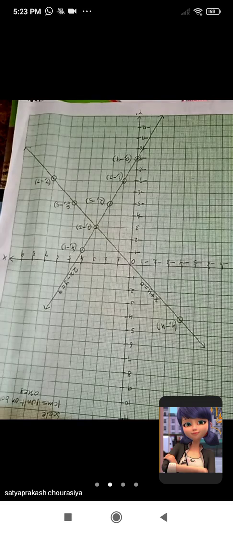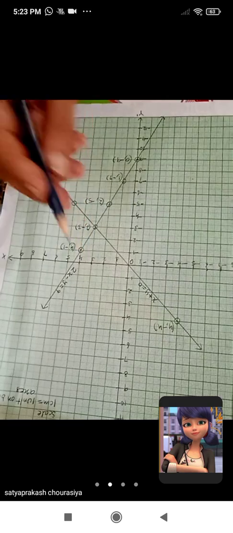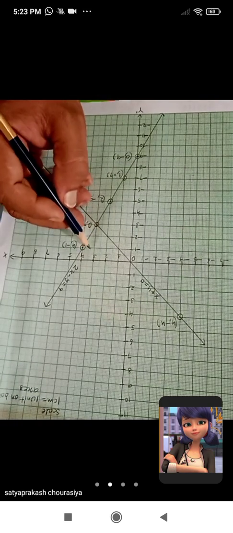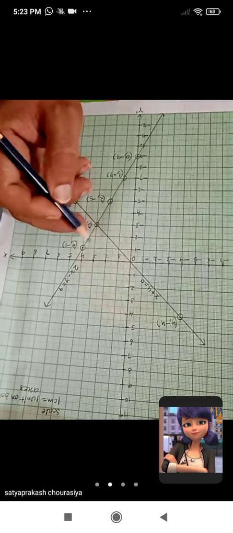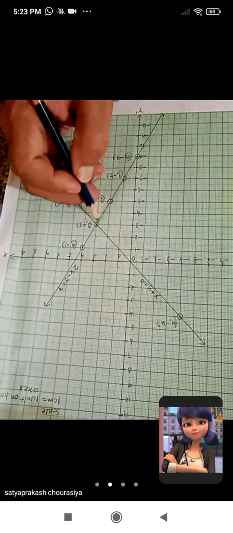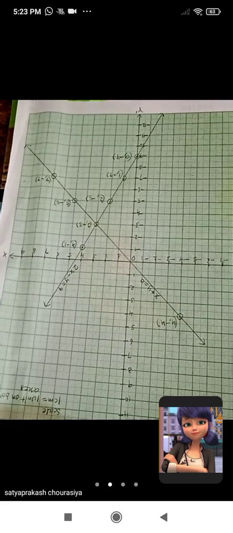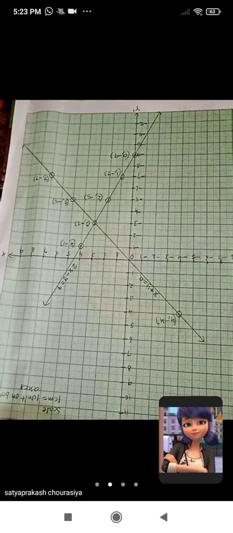To find the solution, we have to draw the perpendicular from that point on the x-axis. When you draw the perpendicular on the x-axis, it meets 3. So the x coordinate is 3, and when you draw the perpendicular on the y-axis, it meets the point minus 3. So the point of intersection is 3 comma minus 3. Therefore the solution of the simultaneous equations is x equals 3 and y equals minus 3.